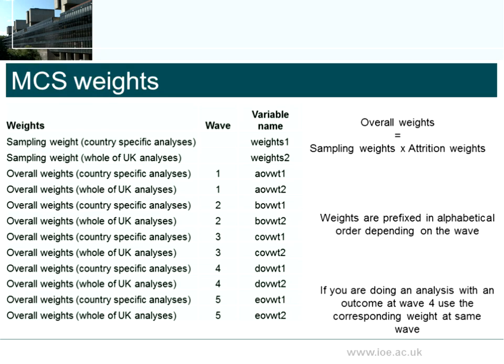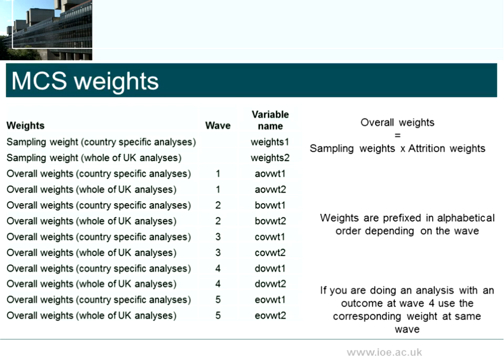So here is a list of all the weights we have so far in MCS. The weights end with two numbers, 1 or 2. So 1 corresponds to the weights for country-specific analysis. So if you are interested in doing analysis only for England or Scotland taken apart, then you would use this weight. However, if you are interested in whole of the UK analysis, then you would use the weights that end up with 2.